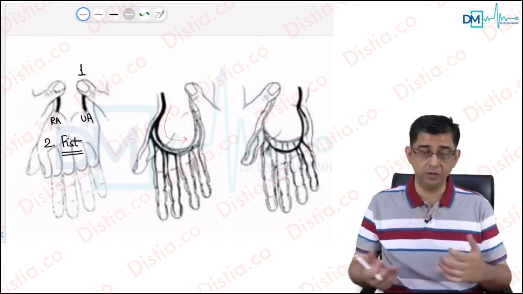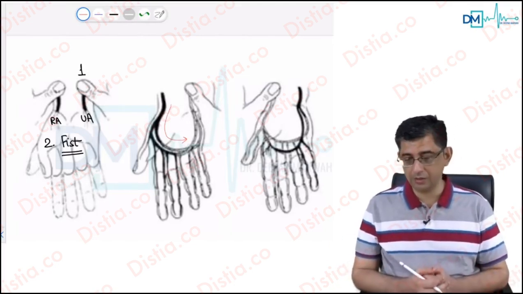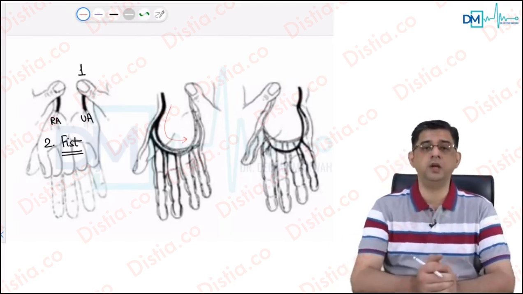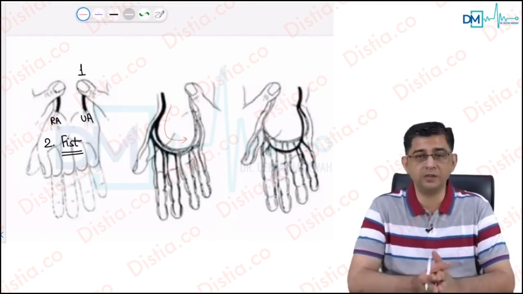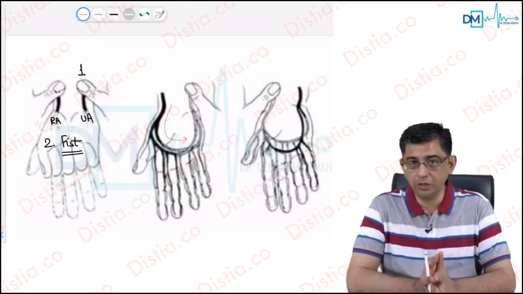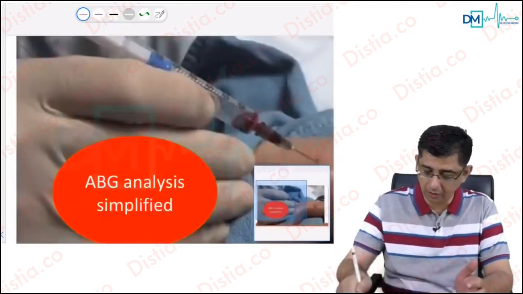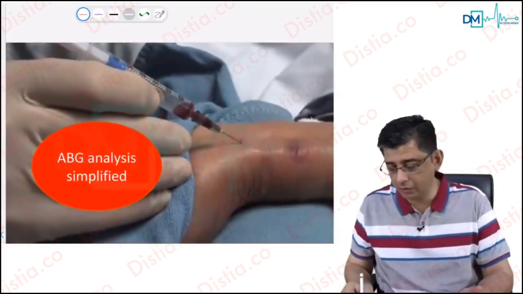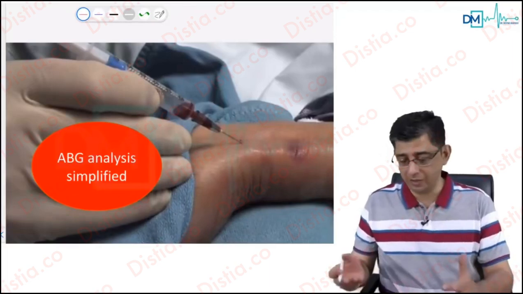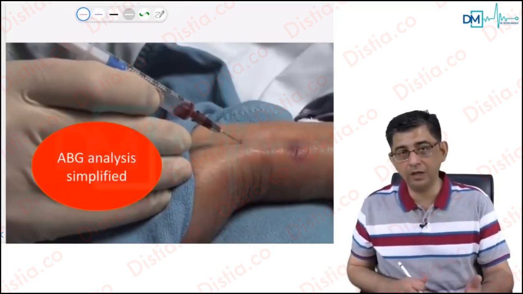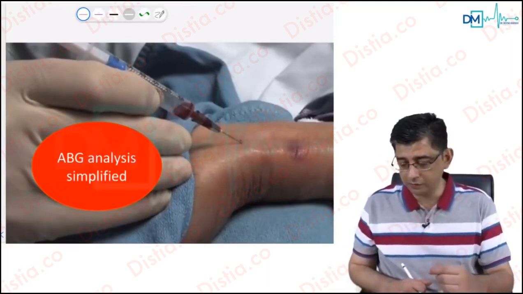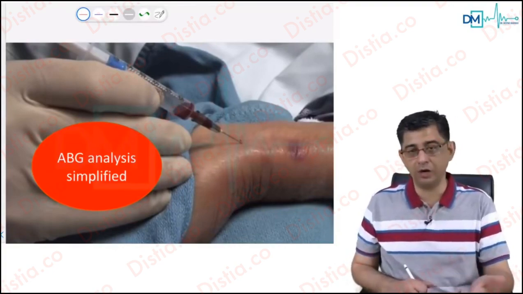And if this test is not showing integrity, in the sense that the radial artery and ulnar artery do not have good collateral circulation, then tomorrow if you do an ABG in a patient, you are putting a needle in an artery, right? Putting a needle in the artery will cause spasm of the artery, and spasm can contribute to the development of gangrene in the long run. So always try to take an ABG where there is collateral circulation.